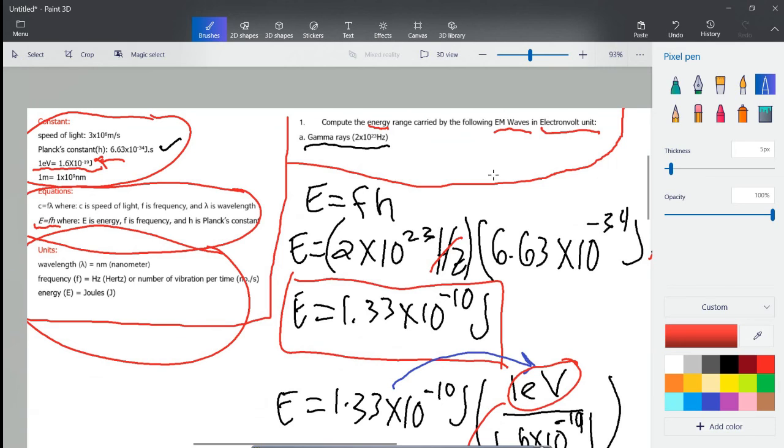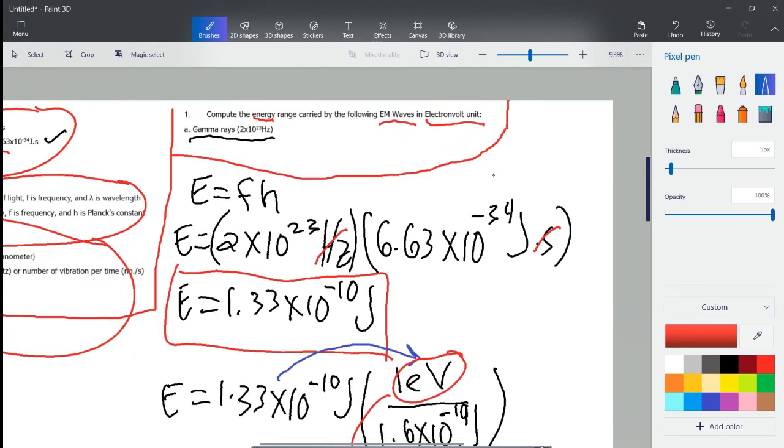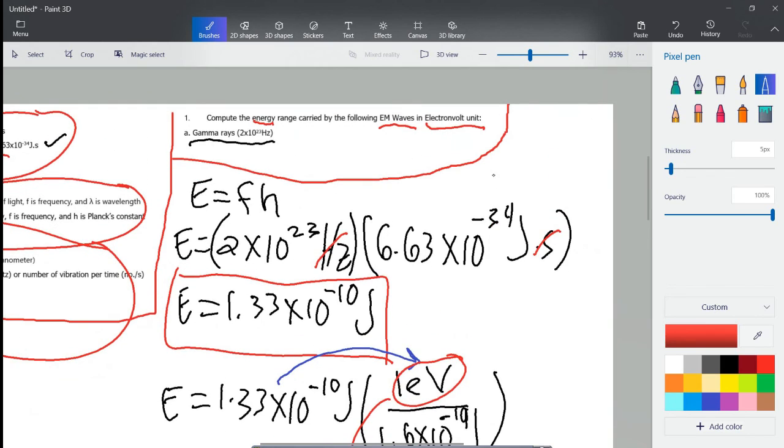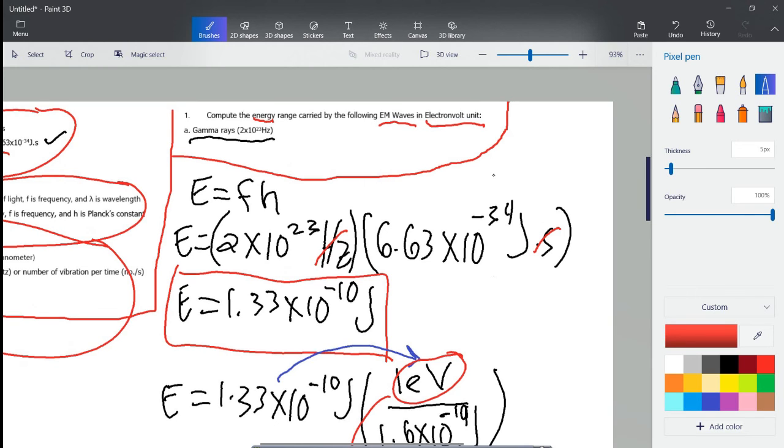We have the final answer. So again, let's review. We have the constant, we have the equations, we have the units. Now the problem is to compute the energy. In computing the energy, we first determine what equation should be used. Since you're asking about the energy, energy is equal to frequency times the Planck's constant.